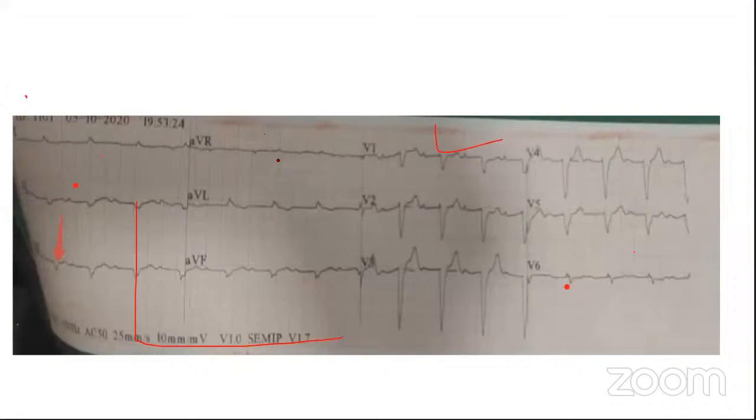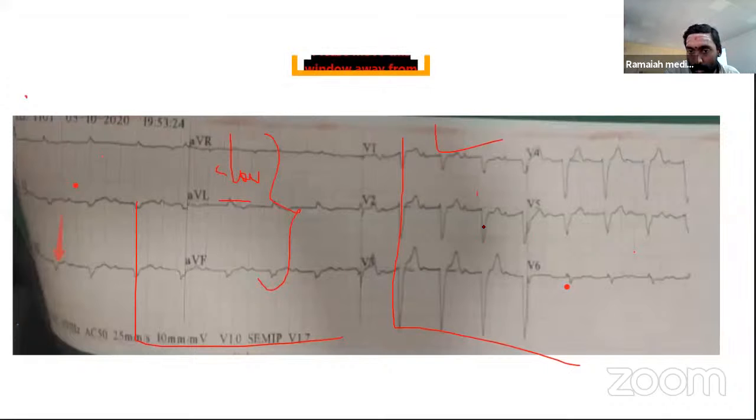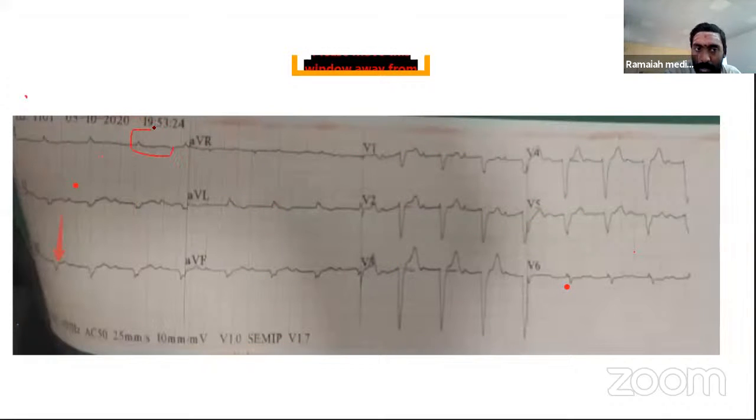If you see the limb leads, very low voltage complexes. Plus, if you see the precordial leads, the voltage is maintained. So this feature where you get a low limb lead voltage and a preserved precordial voltage is one of the criteria to diagnose heart failure. You can diagnose advanced heart failure like this. So preserved voltage in the precordial leads, low voltages in the limb leads.